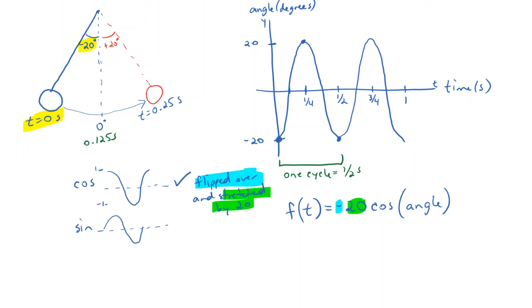Now, if you've watched my other videos on graphing trig functions that are much more straightforward, you know that the angle for one cycle of cosine is from 0 to 2 pi.